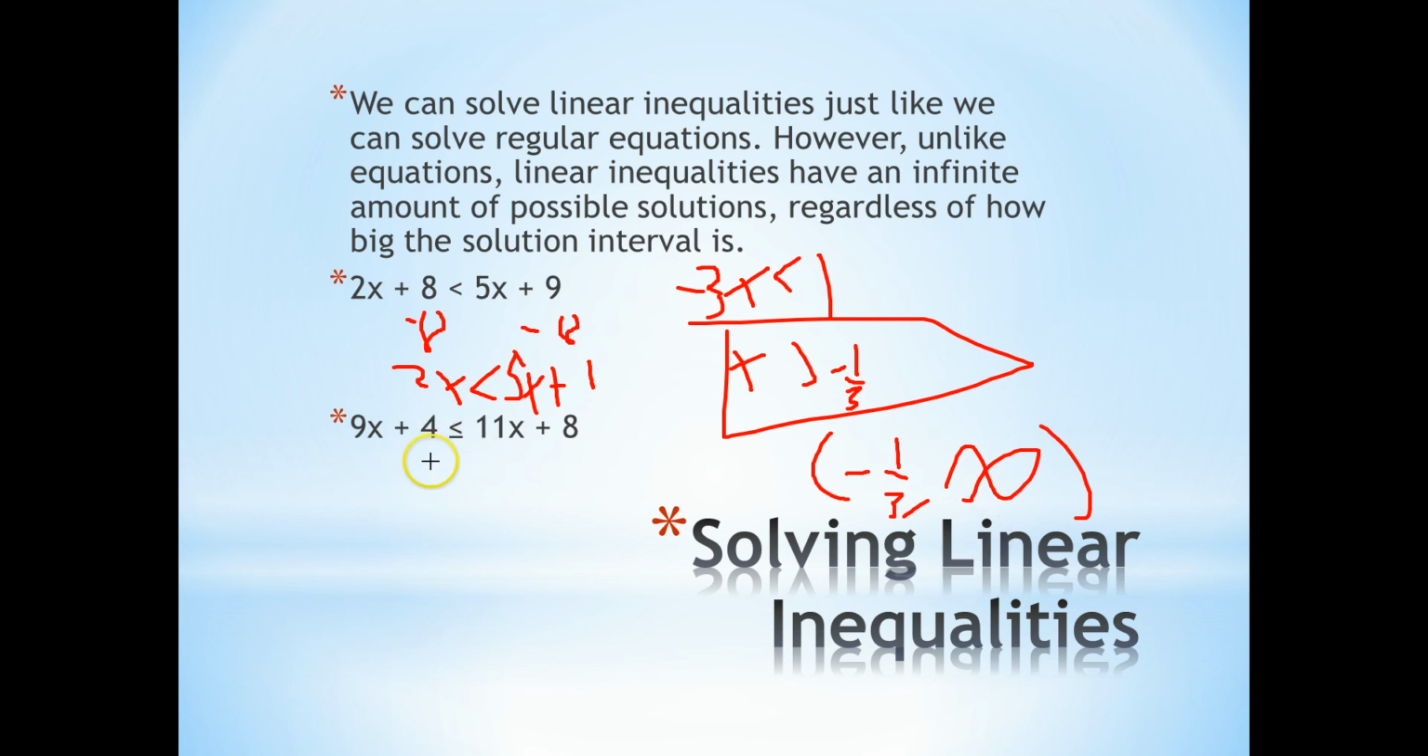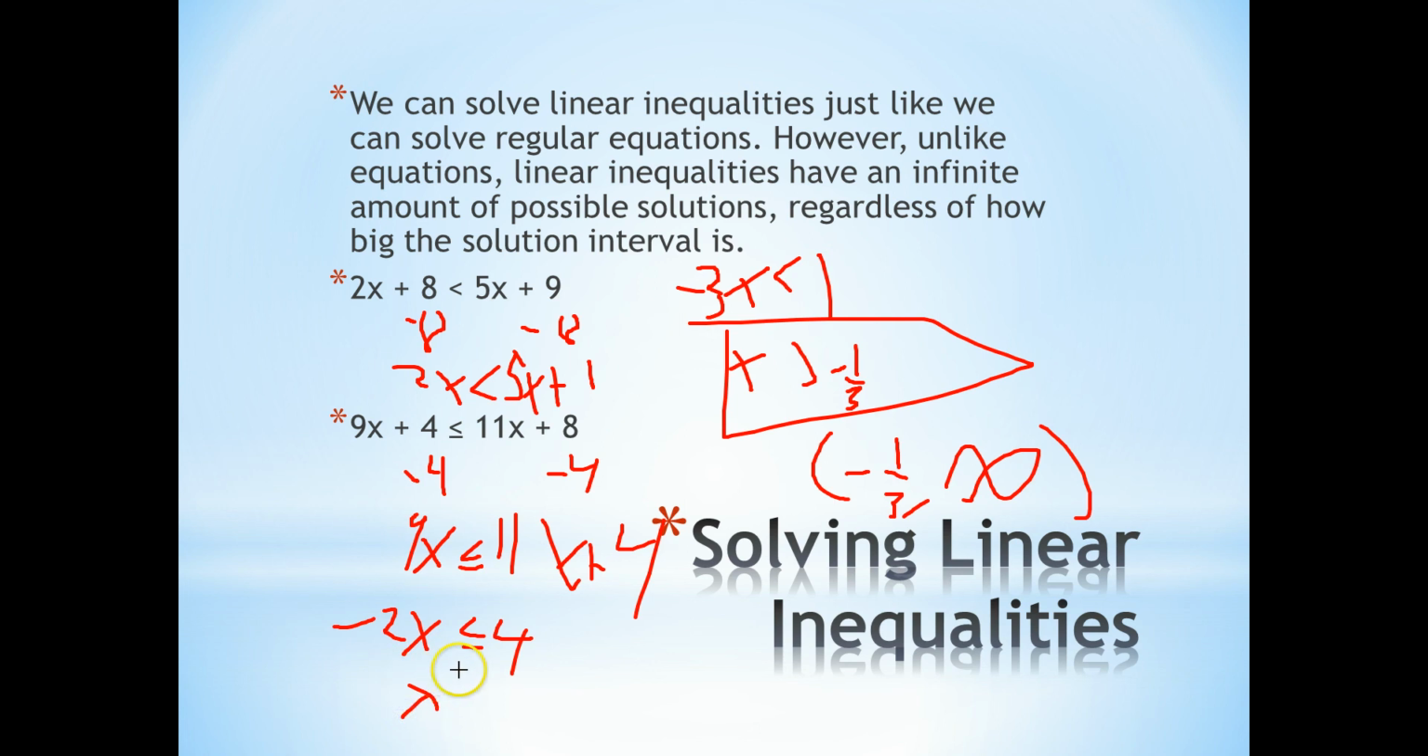So now let's solve this one. We subtract 4 immediately. So we get 9x is less than or equal to 11x plus 4. So we subtract 11x from both sides, so -2x is less than or equal to 4. We have to divide both sides by -2. So we get x is greater than or equal to -2 because we have to flip the inequality.